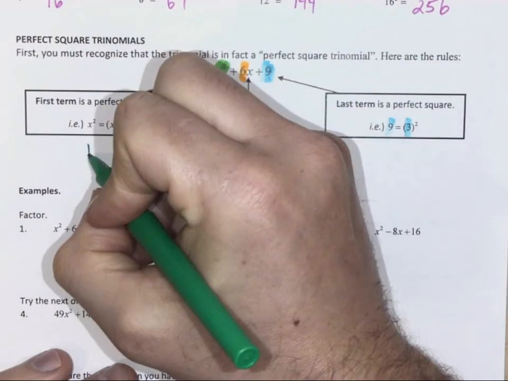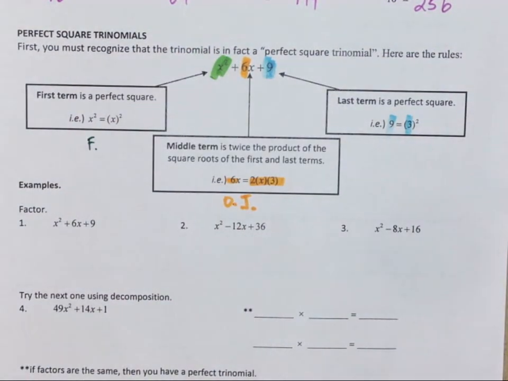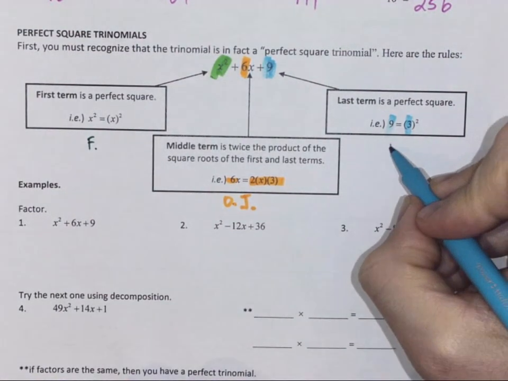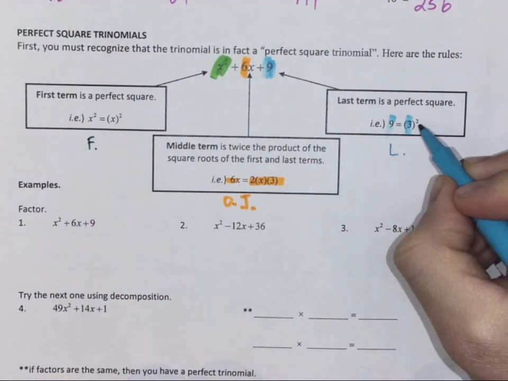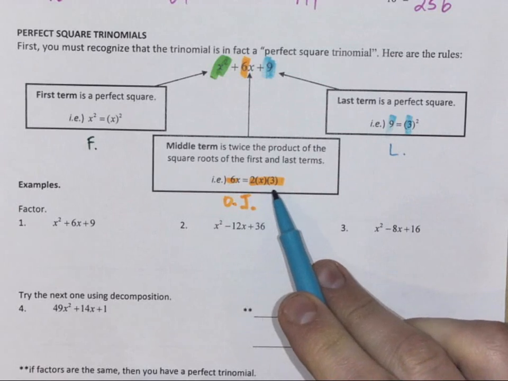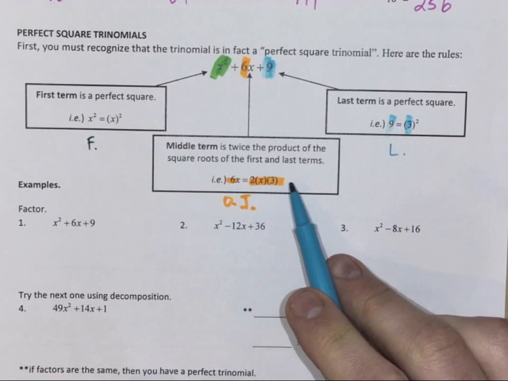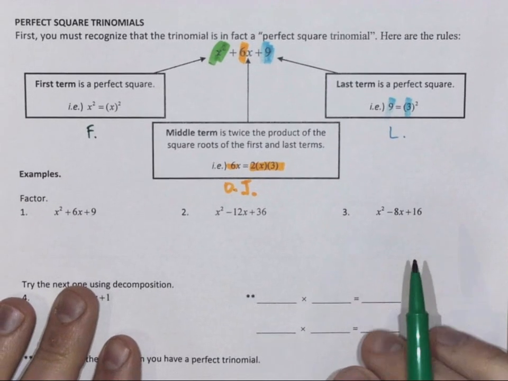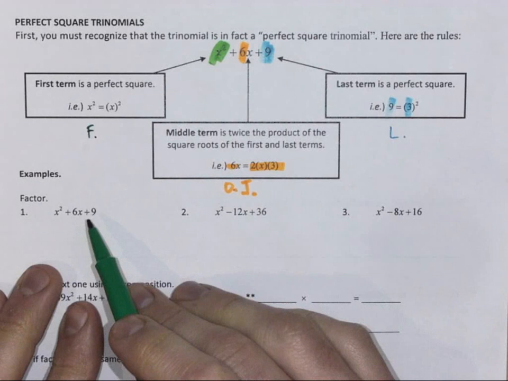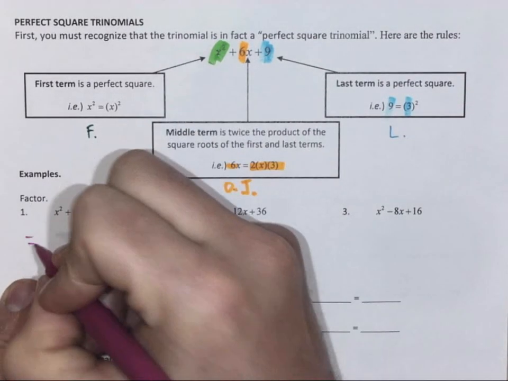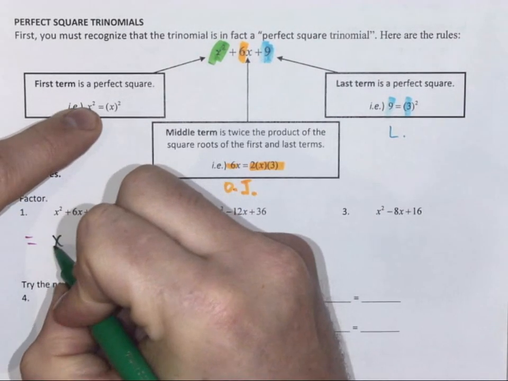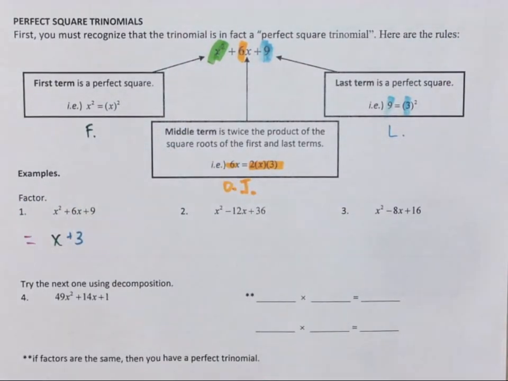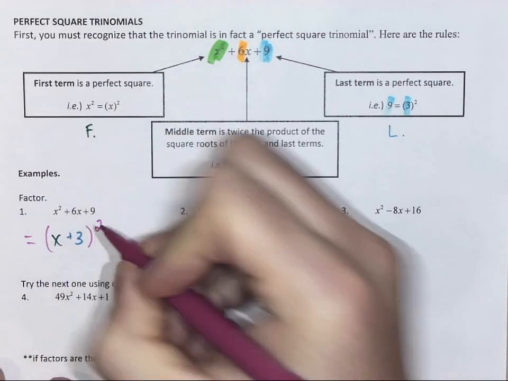So again, this is what we get if we were going forward. X times x is x squared. Our last term, 3 times 3 is 3 squared, which is 9. X times 3 and 3 times x is the same as 2 times x times 3. So we look and we see, does this fit the pattern? This example right here does fit the pattern, so we would go right into our answer of (x plus 3) all in brackets squared.